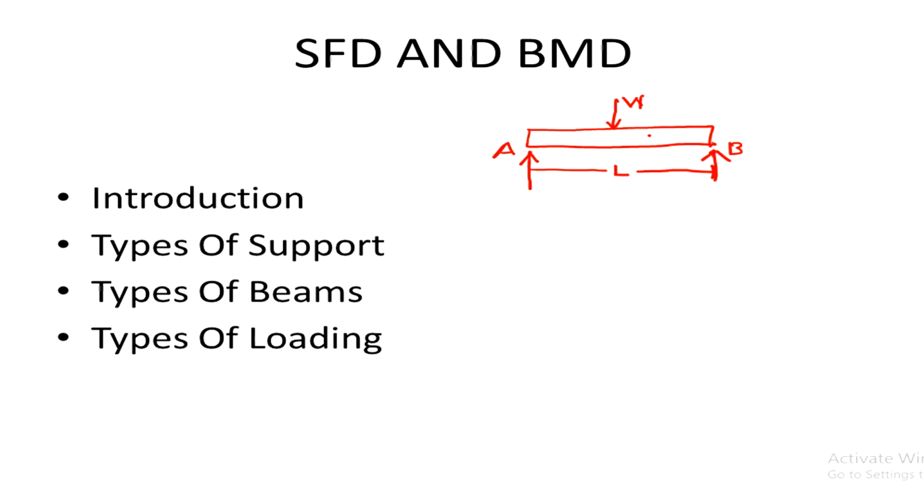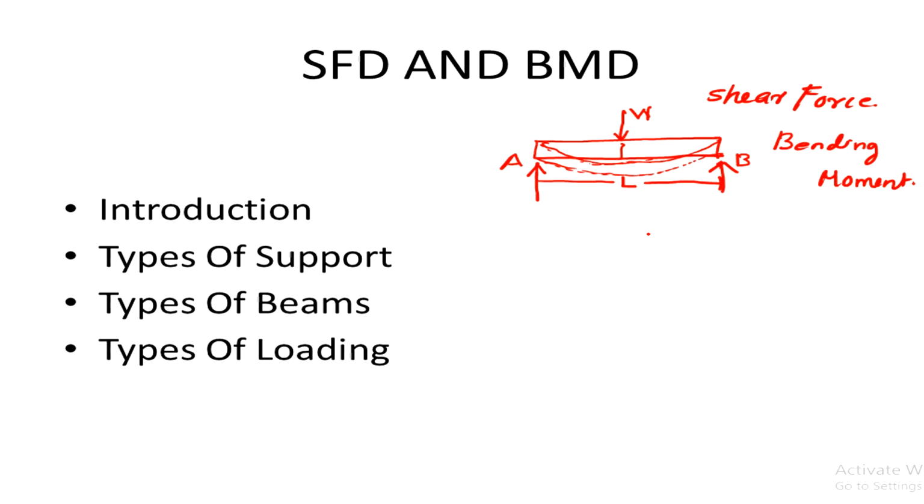So because of this point load, there is a chance for shearing at the center like this, or there is a chance for bending the beam like this. So the force caused to shear the beam is called the shear force. And again, the force or moment required to bend the beam like this is called the bending moment.